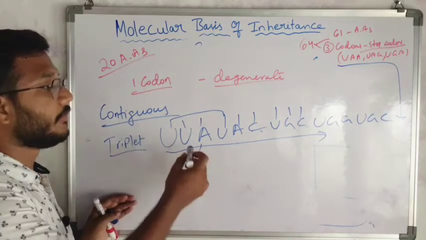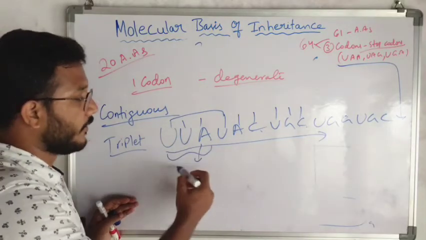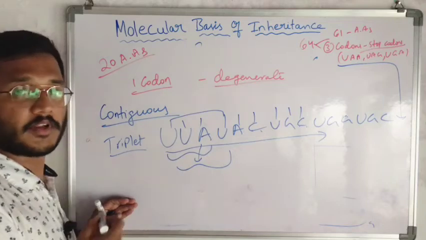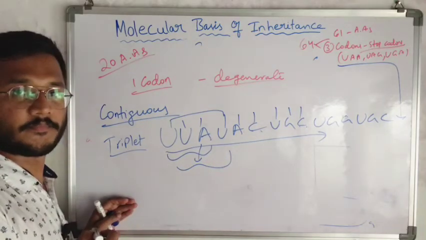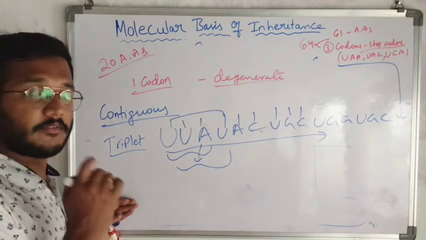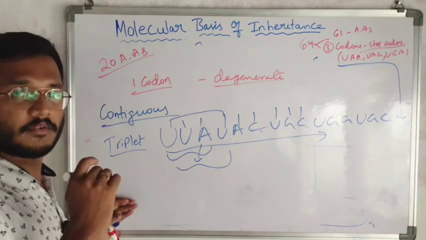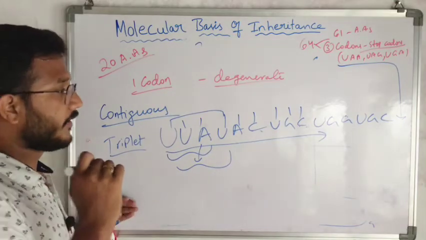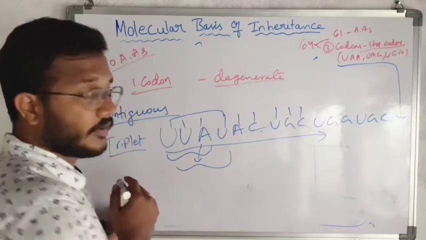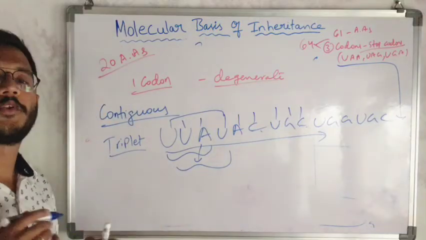Because one amino acid will be formed by this triplet codon only, not by 4 nucleotides. One codon contains only a triplet, not 4 sets. Okay, so this is how the sequence has to be read continuously.